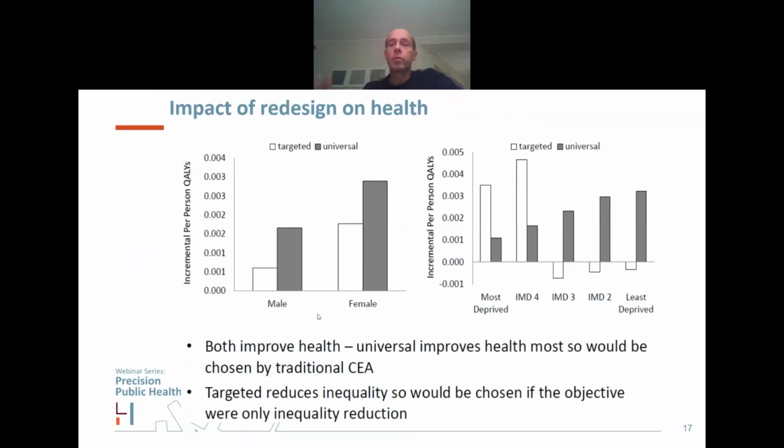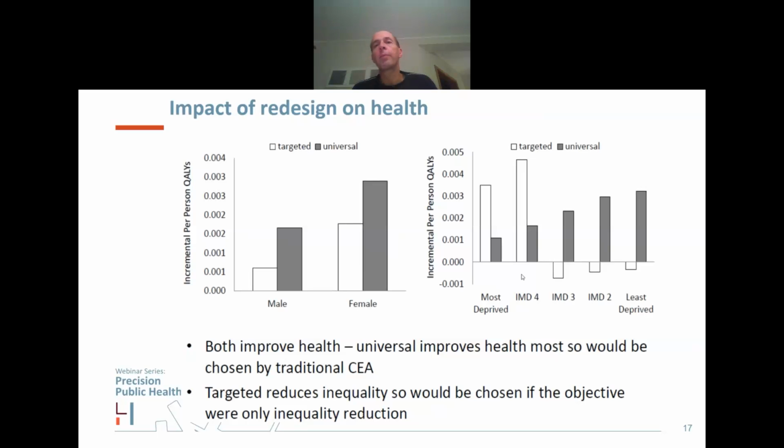And what we find then, or what the study finds really, is that you have a very differential picture, and it's important to take into account the distribution of the effects by socioeconomic groups. Now, if we go with the universal approach, overall it improves health the most. If you look at the left-hand figure here, the dark shaded area, we have higher incremental quality gains, both for males and for females, compared to the targeted one, which is the unshaded area here.